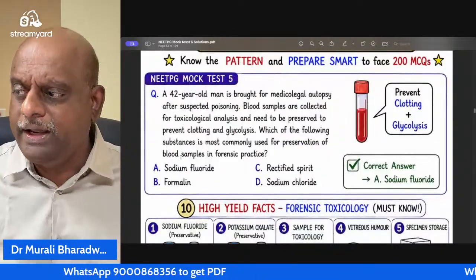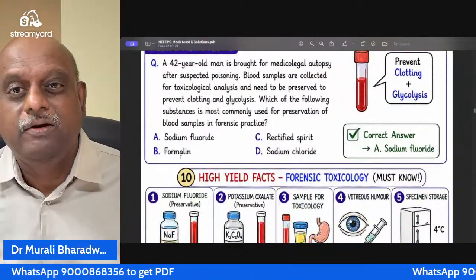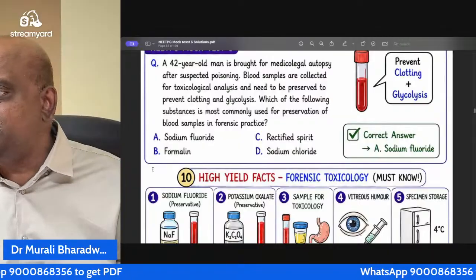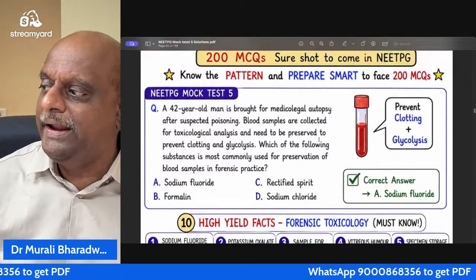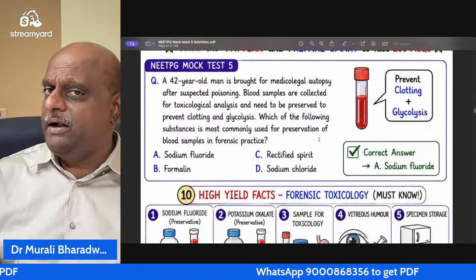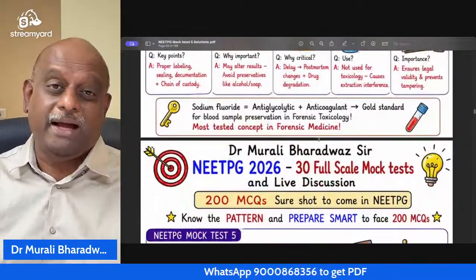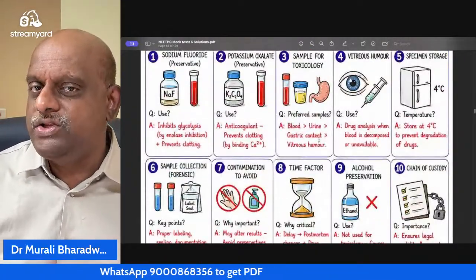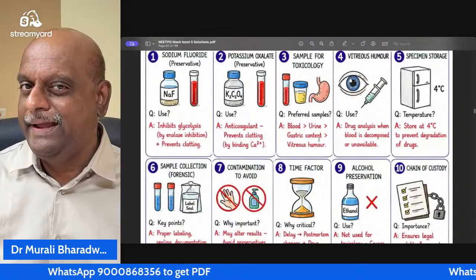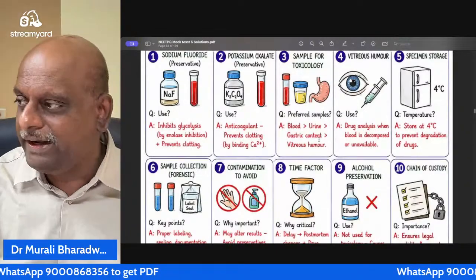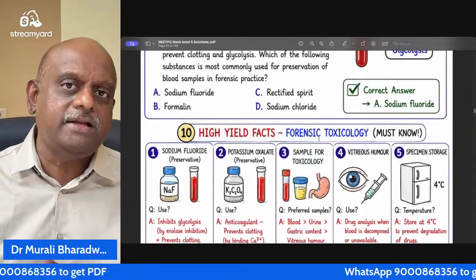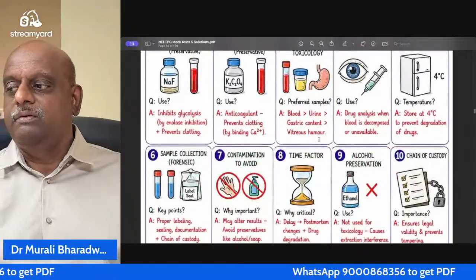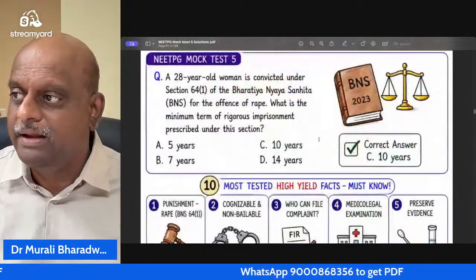A 42-year-old medico-legal autopsy for the preservation of the blood samples, typically sodium fluoride, it prevents clotting, it prevents glycolysis, is what you need to remember. It is an enolase among the glycolytic enzymes, which is inhibited by the sodium fluoride. So that is the reason we add that as a preservative where the blood samples are there.